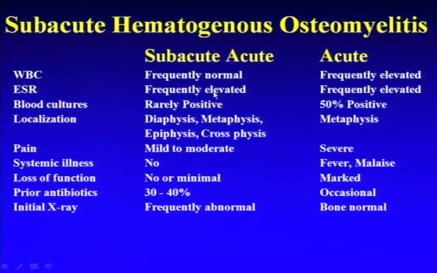Again, the subacute patient will have less white count elevation. The laboratory values are usually not that remarkable. And again, this diaphyseal location is much more common as compared to the metaphyseal location with acute osteomyelitis. And again, fewer signs and symptoms present in that group of patients.